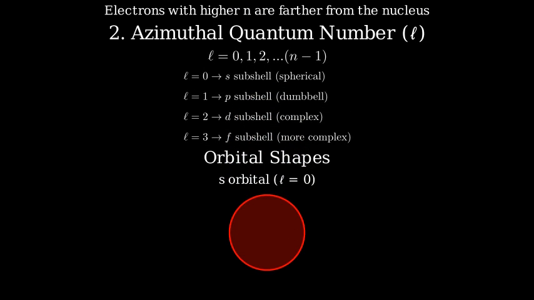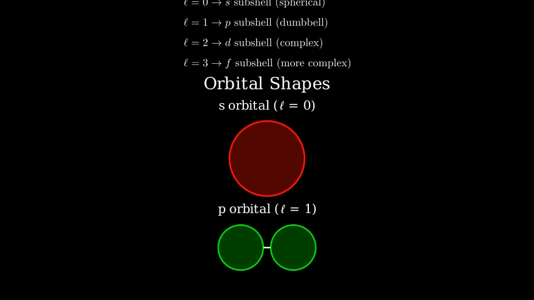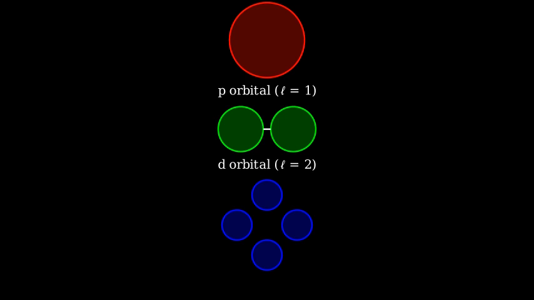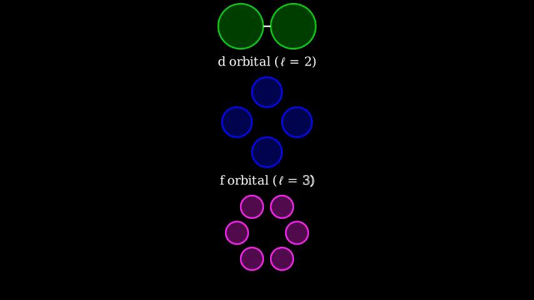The s orbital, l equals 0, is spherical. The p orbital, l equals 1, has a dumbbell shape. The d orbitals, l equals 2, have more complex shapes, often described as clover-like. And f orbitals, l equals 3, have even more complex geometries.